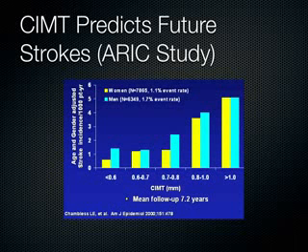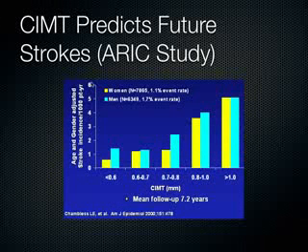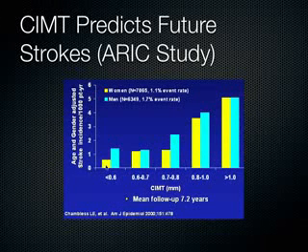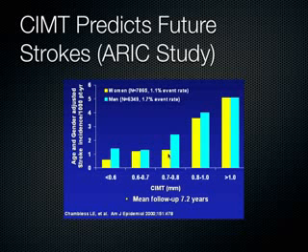And the same thing is true for strokes, actually. So when you measure that carotid intimal medial thickness, your odds of having a stroke on this y-axis here go up as your carotid intimal medial thickness gets larger and larger; the odds of having a stroke actually go up as well.